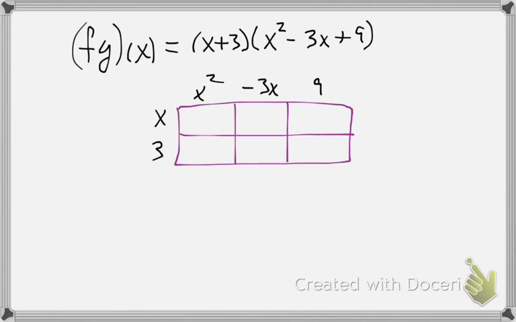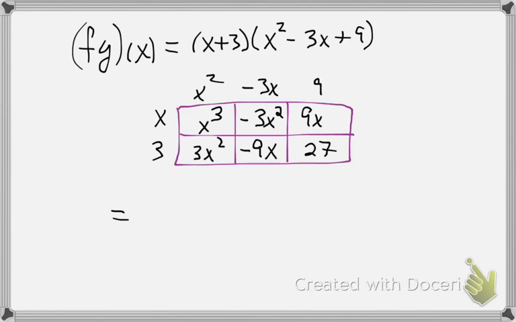Let's start at the top left, and you guys tell me how to fill in the boxes. That top left box, x cubed. That top middle box, negative 3x squared. The top right box, 9x. Is everybody okay with that? The bottom left, 3x squared. The bottom middle, negative 9x. The bottom right, 27.